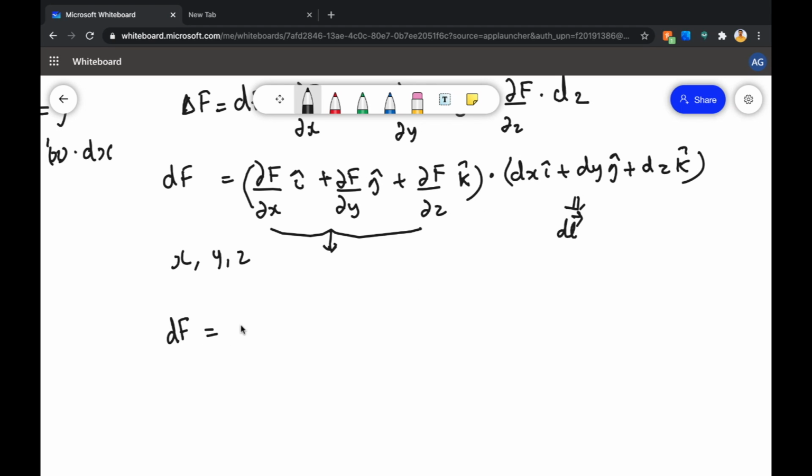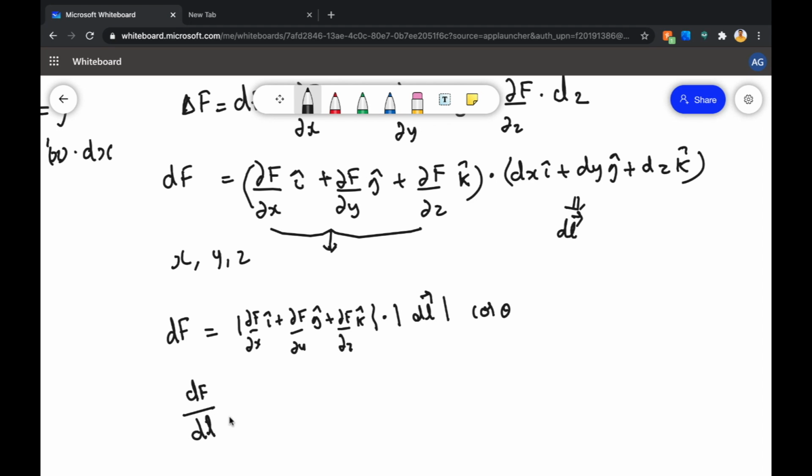Now can I write df as mod of del f by del x i cap plus del f by del y j cap plus del f by del z k cap dot dl cos theta? Now I arbitrarily take this. To make maximum change, what should this be? 90 degrees, right? So that it would result in cos 90. I mean, sorry, my bad. This would be 0 degrees, which would be cos of 0, which would be 1. So to max this out, this is the condition.